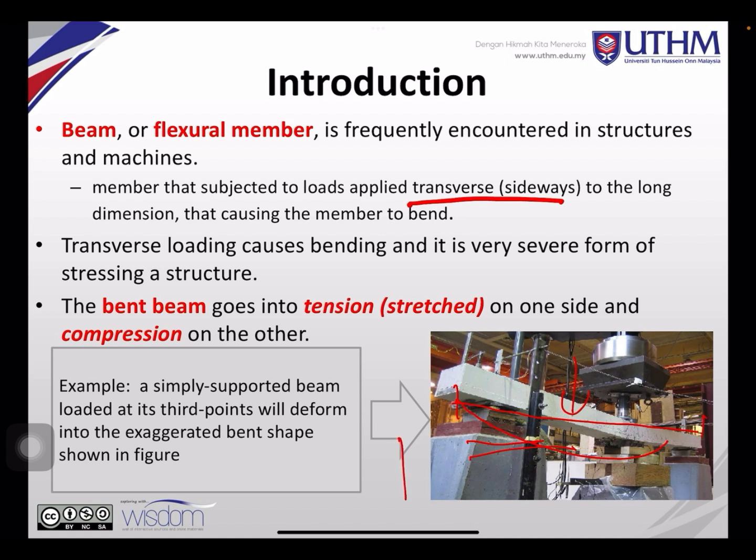Instead of a column, if the column is this way, when you press compression on it, it will not bend this way, but it will compress that way. So transverse loading causes bending, and it is a very severe form of stretching a structure. In a bending beam, one side goes into tension stretch and the other side will be in compression. When you press on a beam like this, the upper side will be compressed when it bends and the lower side will be in tension when it is pulling out. So upper side will be compression, lower side will be in the pulling out section like this.